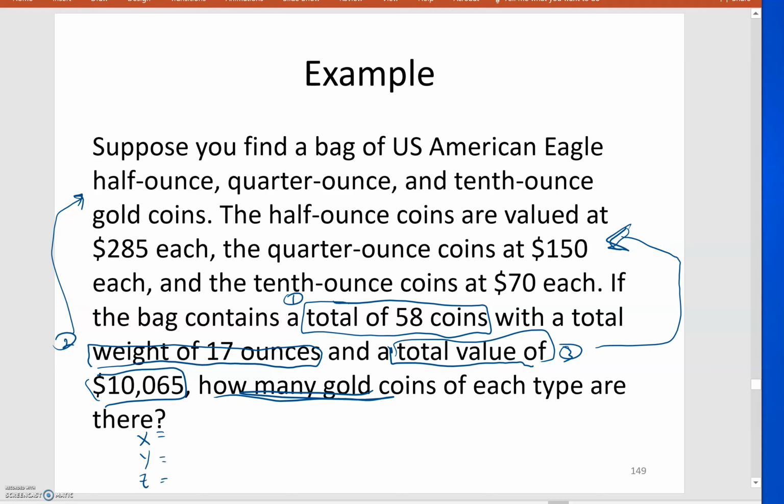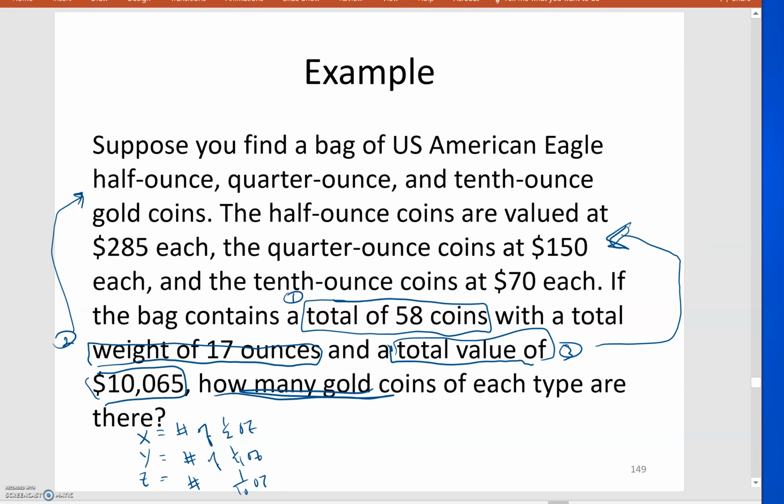So let's define our variables. Let x be the number of half ounce, y will be the number of quarter ounce, and z will be the number of tenth ounce coins. And this will help us set up our system. So I think I'm going to need the whiteboard.